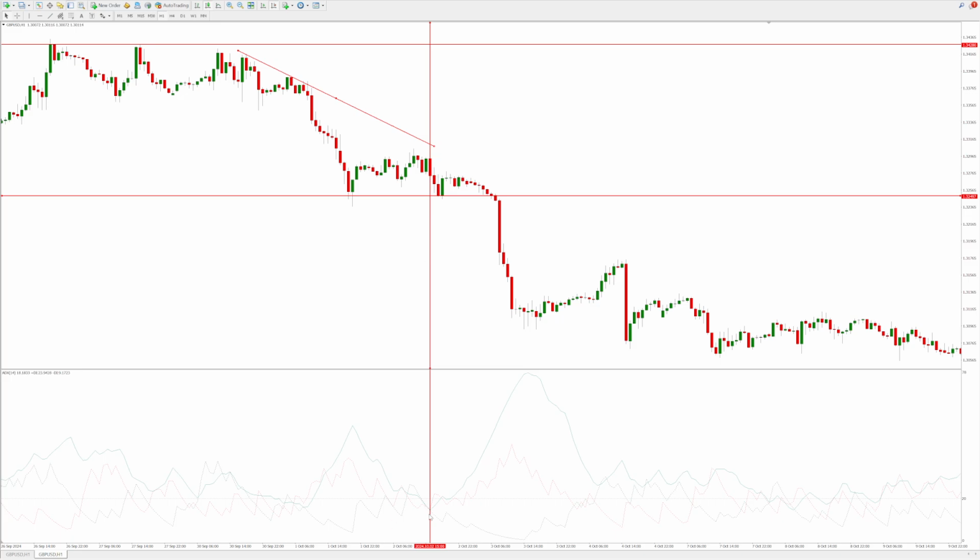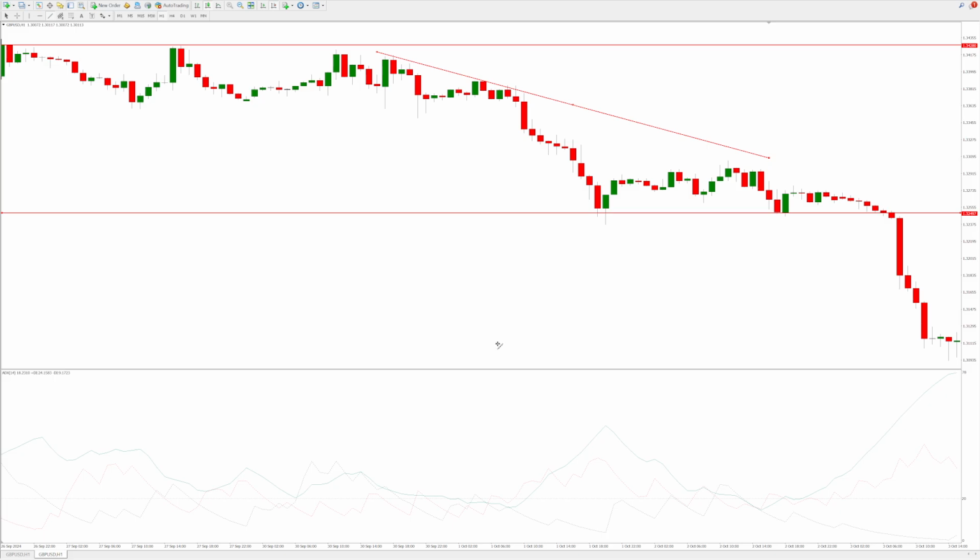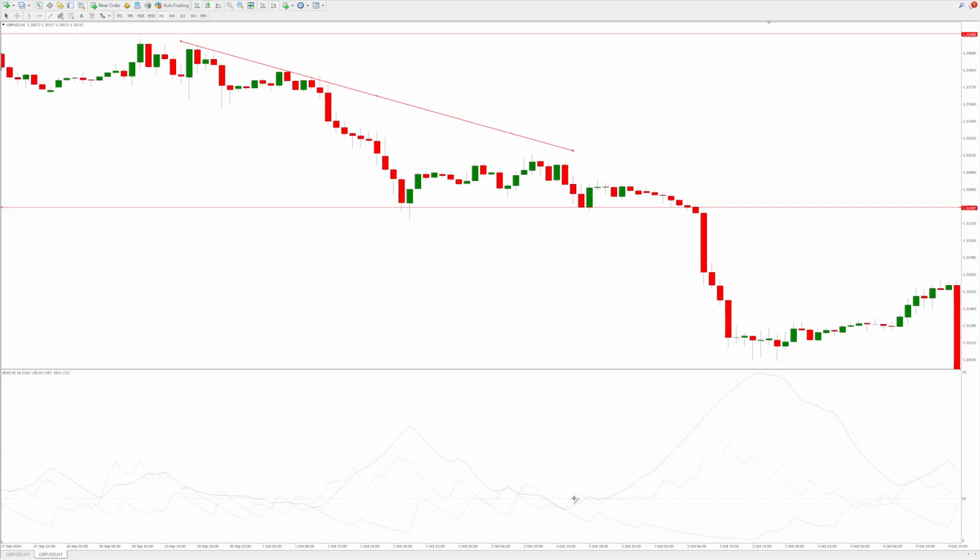Okay, you can see the red crossed the green. So you could have entered the ADX breakout there. That would have been on this candle. If we just zoom in, where is that? So crossover here.